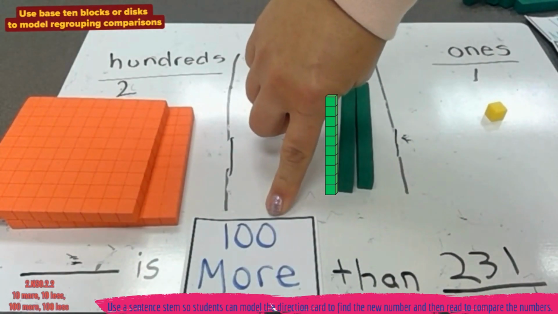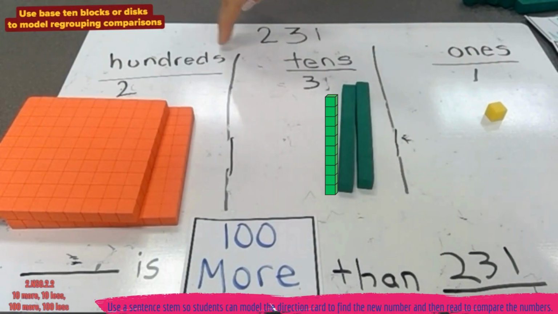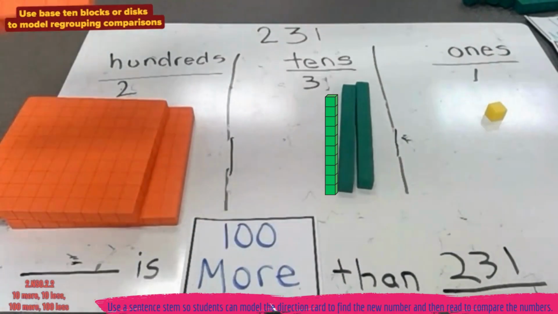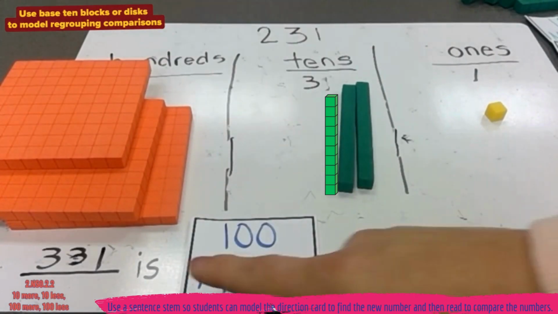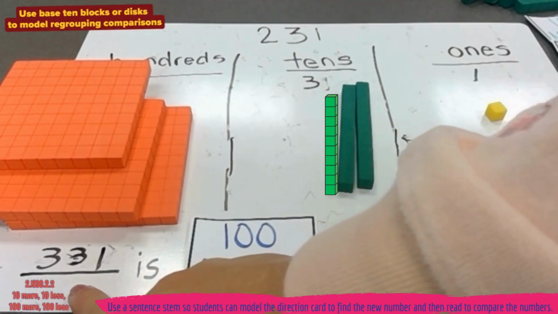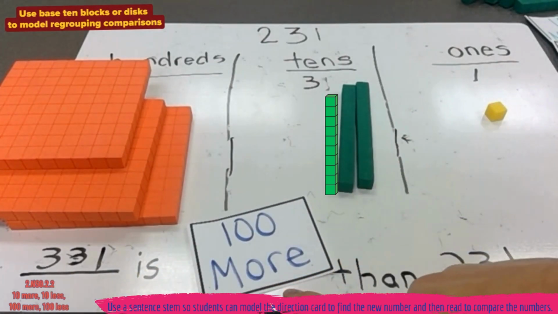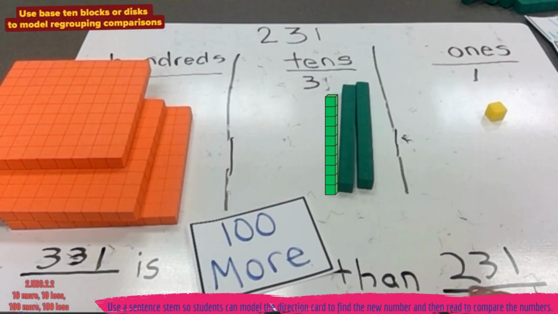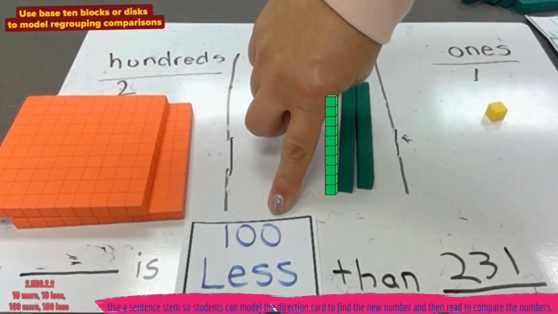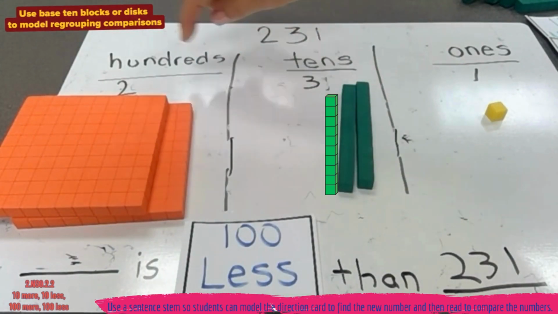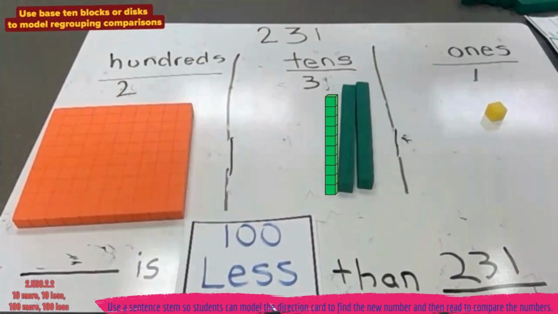Now we shift into working with 100 more and 100 less, using the same strategies. Again, students build numbers and follow the directional cards. They have a sentence stem at the bottom to read their new number and complete the sentence. Again, students should start to notice which place value digit is changing based on the new directional cards.